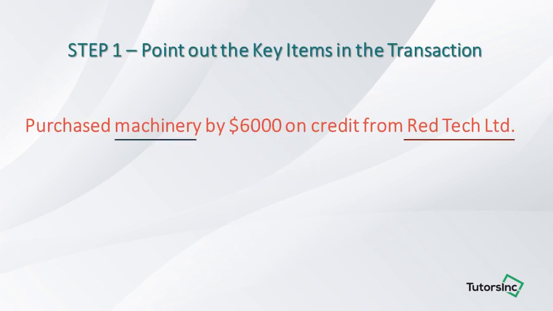Now we shall practically learn how to journalize a transaction in 3 easy steps. Step 1. First point out the key items in the transaction. In the following transaction, the business purchased machinery by $6,000 on credit from RedTech Limited. The key items in this transaction are machinery and RedTech Limited.